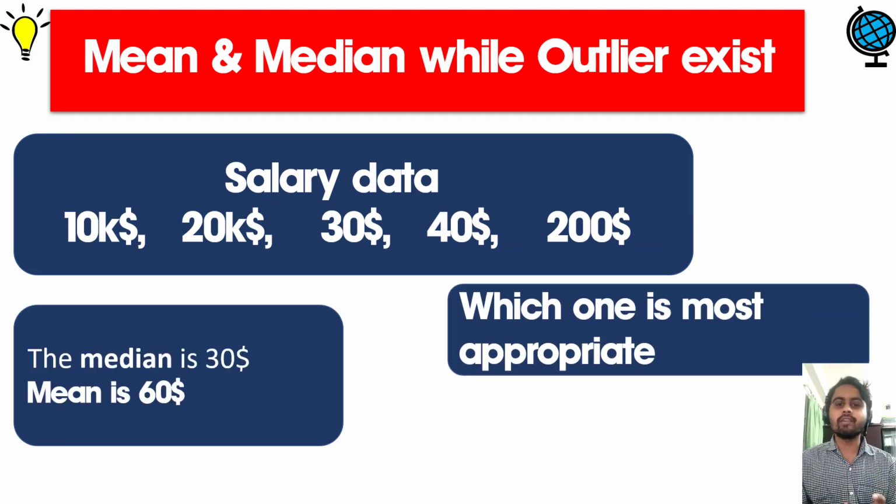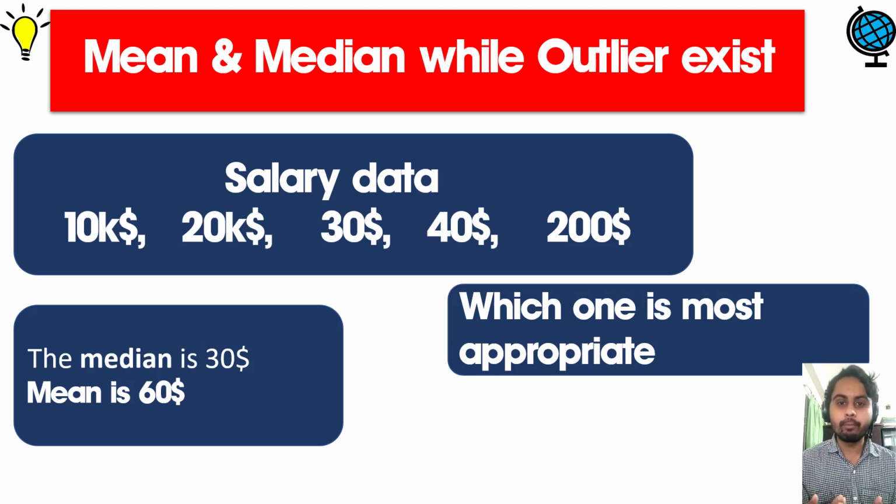Okay, let's say salary data. I have only 5 values. For some mistake, I have not provided the $1,000 unit, so consider it as $1,000. We have 10,000, 20,000, 30,000, 40,000, and one person having 200,000. So these are the 5 values, and say this is the salary of 5 persons. Now, if you find the median from these 5 values, you'll get $30,000, and for the mean you get $60,000.